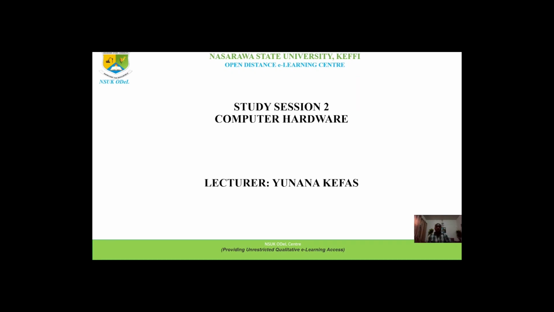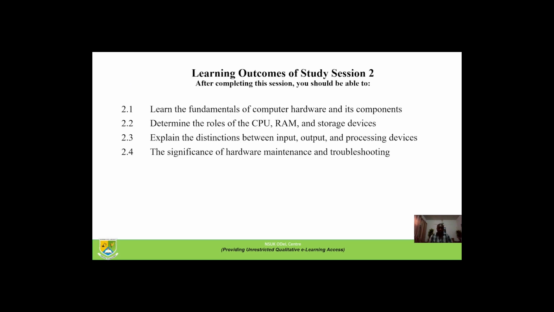So good day everyone, welcome back to today's class where we are going to be looking at study session 2 titled computer hardware. The learning outcomes of this study session is to learn the fundamentals of computer hardware and its components.